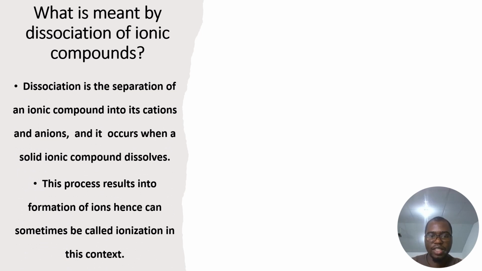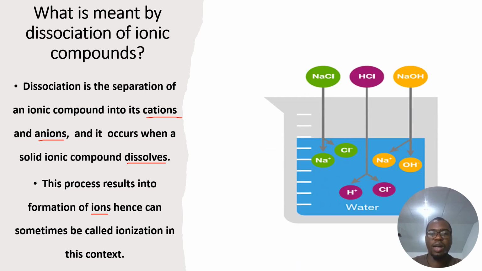Let's just define. Dissociation is the separation of an ionic compound into its cations and anions, and it occurs when a solid ionic compound dissolves. So you can dissolve it in water or in any other appropriate solvent. The water is the most common one. So we are saying the process results in the formation of ions, hence can sometimes be called ionization in this context. Let's look at a few examples on what we are talking about.